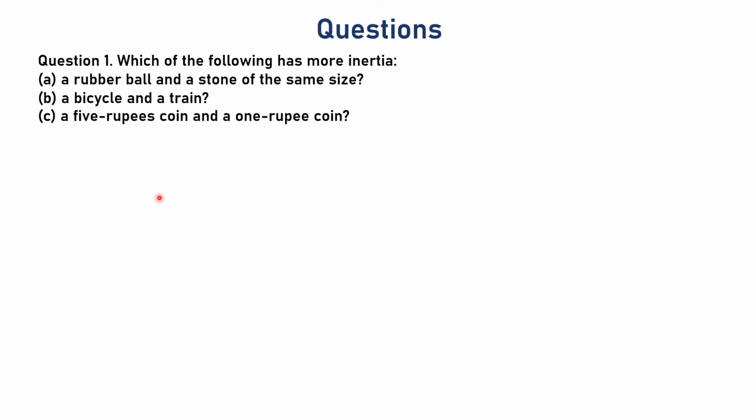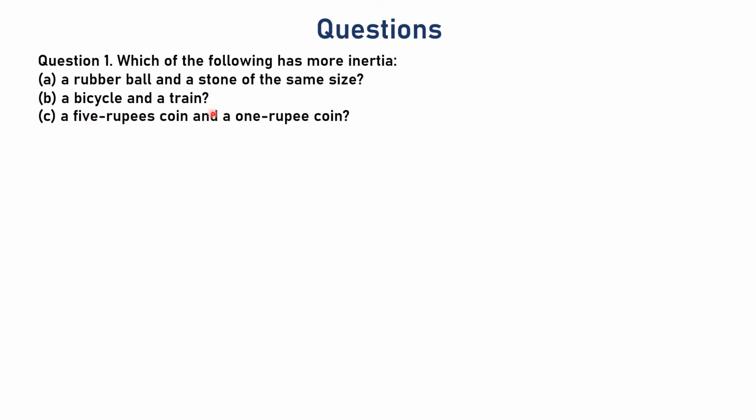Which of the following has more inertia: a rubber ball and a stone of the same size? A stone, definitely, because the rubber ball will be lighter as compared to the stone. And what about inertia? The measurement of inertia is mass. Inertia depends upon mass. So in these options, whichever body has more mass will have more inertia.